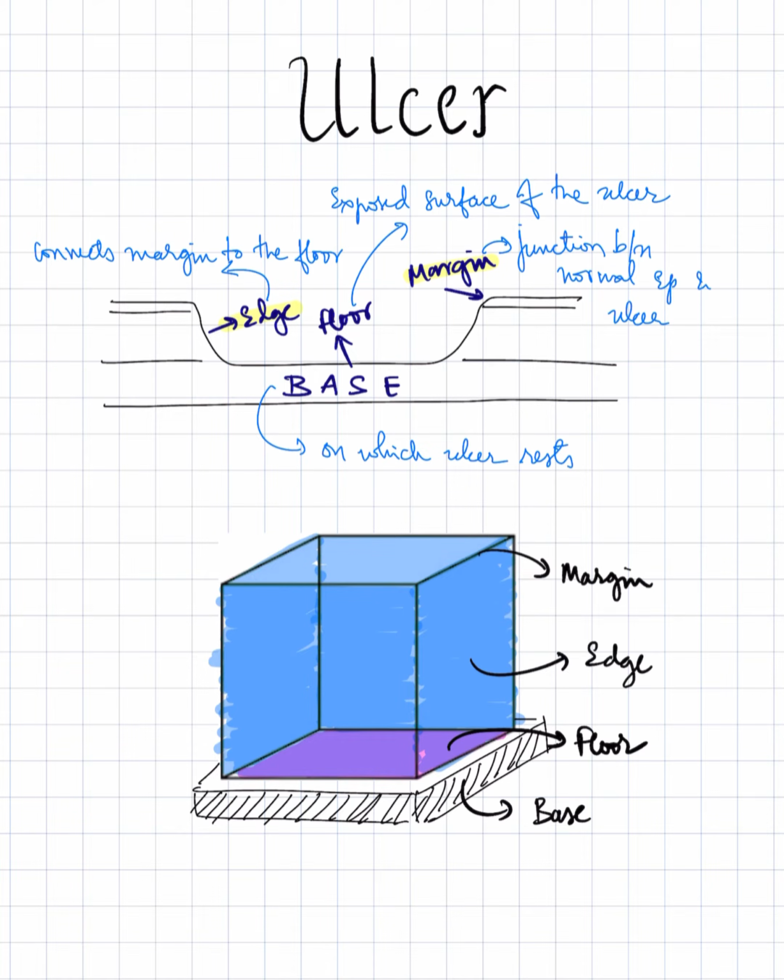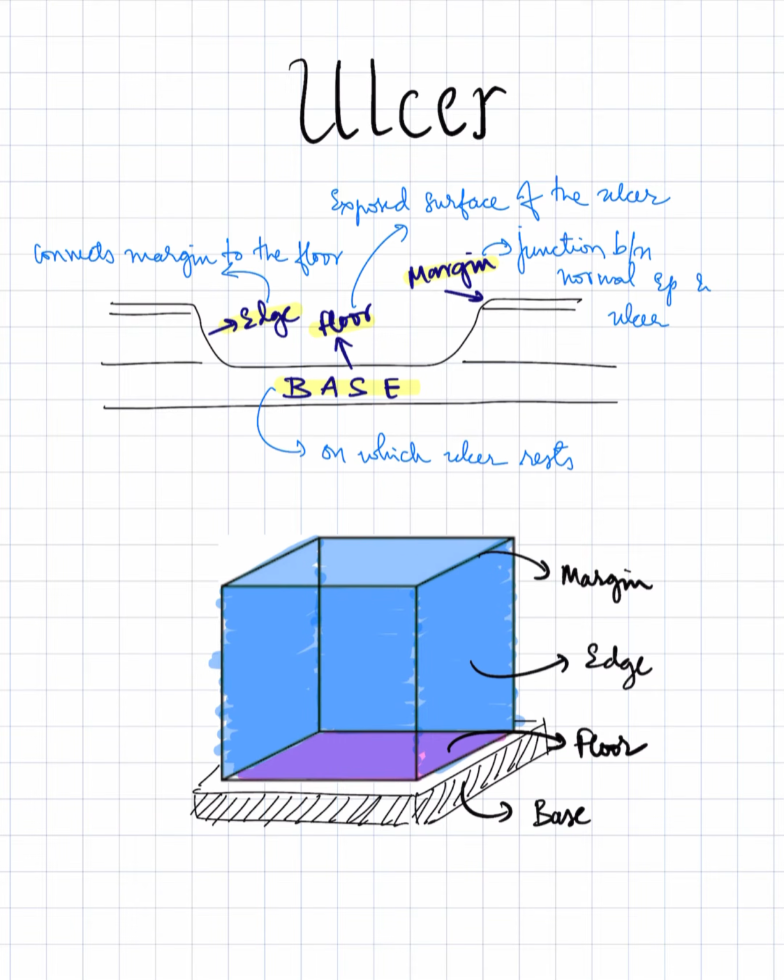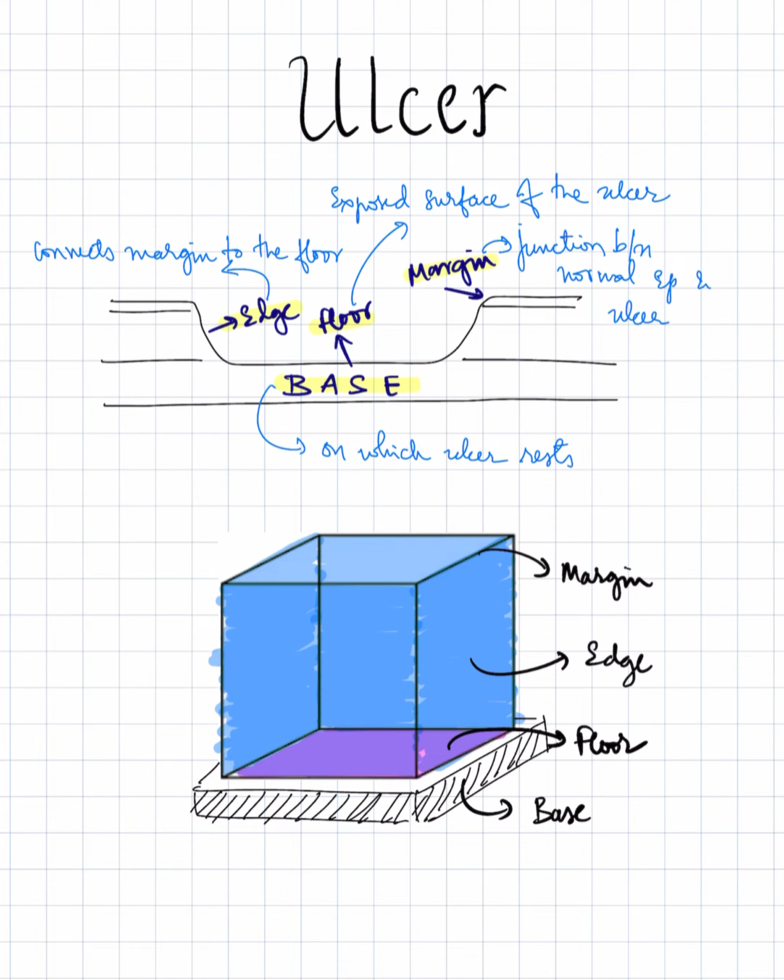And the floor of an ulcer is the exposed surface of the ulcer, and the base of an ulcer is what the ulcer rests on. And the base of an ulcer could be fascia, muscles, tendon, or even bone, depending upon the depth of the ulcer.